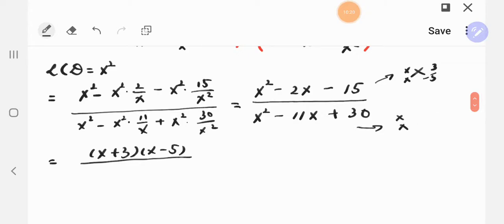30 is 5 times 6, and the minus sign on both sides. So negative 5 times negative 6 is positive 30. The sum is negative 11. So the denominator is the product of x minus 5 and x minus 6. So since x minus 5 cancels out, the numerator is x plus 3 over the denominator x minus 6.